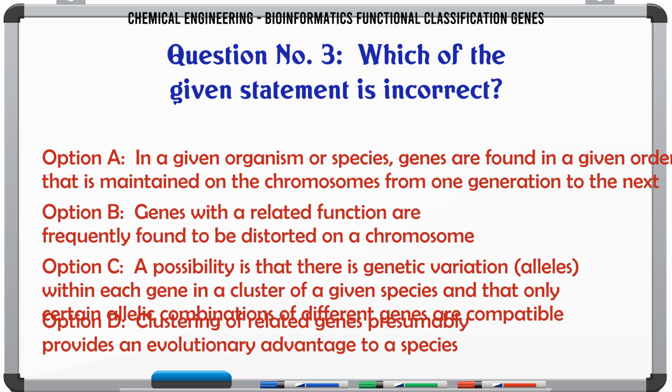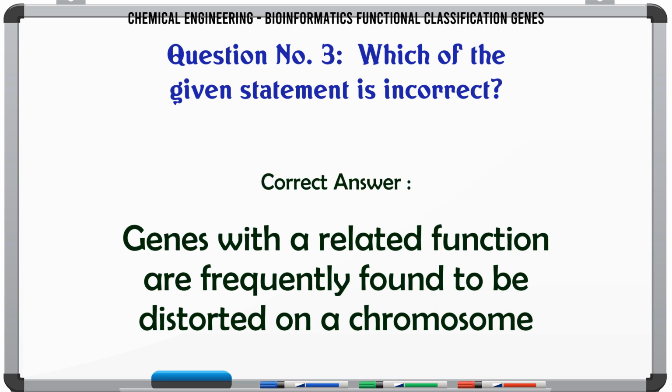C. A possibility is that there is genetic variation, alleles, within each gene in a cluster of a given species and that only certain allelic combinations of different genes are compatible. D. Clustering of related genes presumably provides an evolutionary advantage to a species. The correct answer is: genes with a related function are frequently found to be distorted on a chromosome.